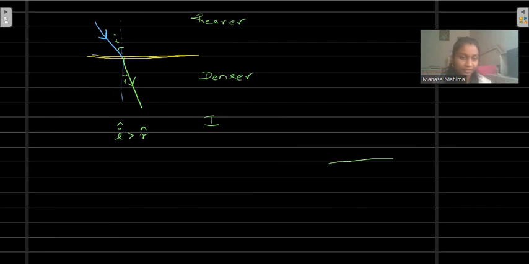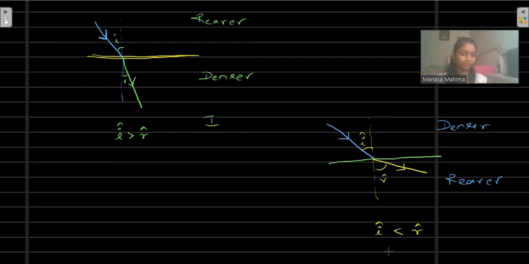What about the second case? I consider the same incident ray, but here I take this as denser and this as rarer. So after refraction, it will bend away from the normal. And if you see this, you can write that the angle of incidence is always less than the angle of refraction. This is the case for denser and rarer. I hope you have understood the definitions of denser, rarer and refraction.